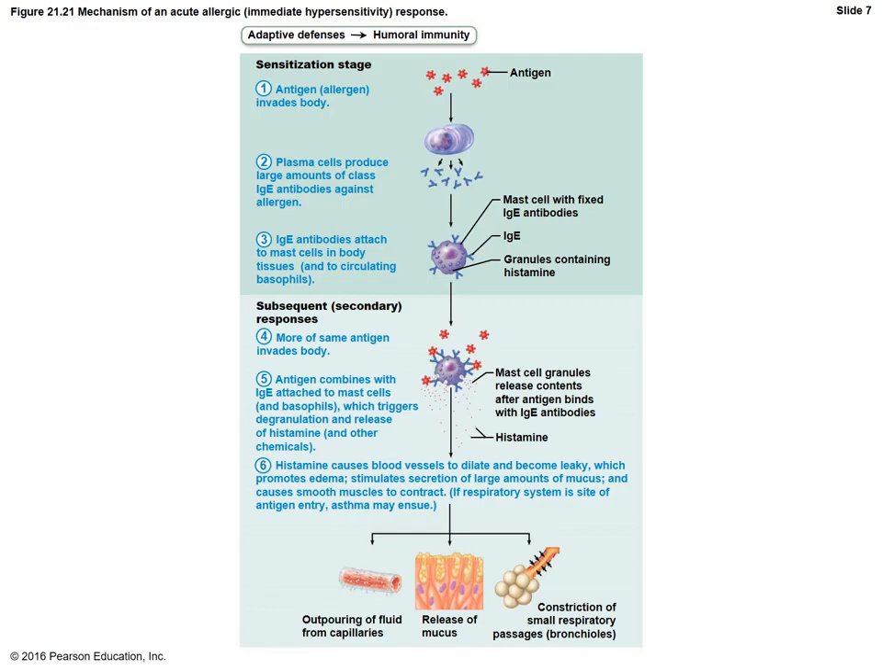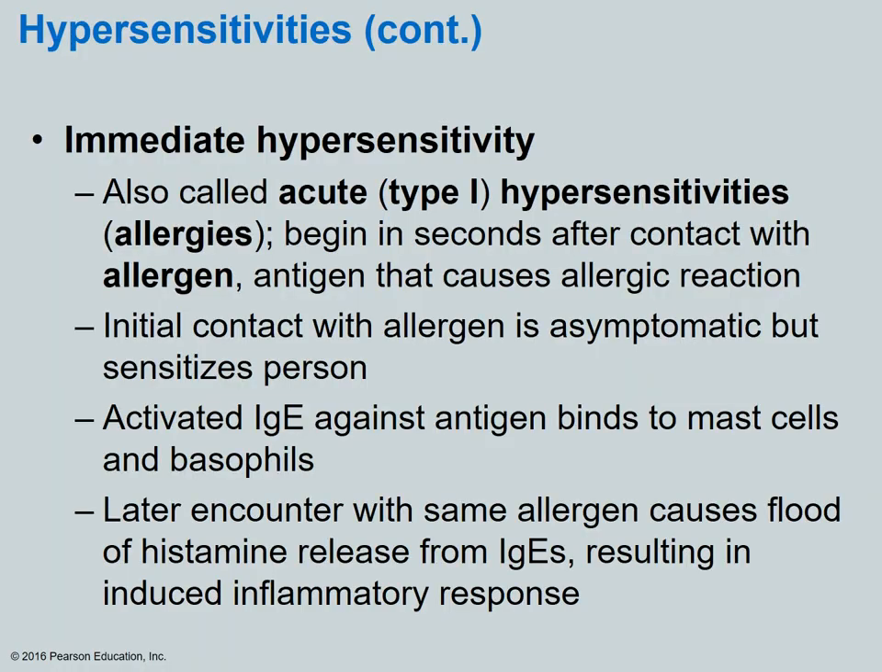And so basically you end up oftentimes with the release of histamine, and this ends up with a huge outpouring of fluid from the capillaries because of increased permeability. You tend to have increase in mucus and oftentimes constriction, such as in the bronchioles. And so what a person sees is possibly asthma, increase in mucus, may end up with sneezing, the increased permeability of capillaries.